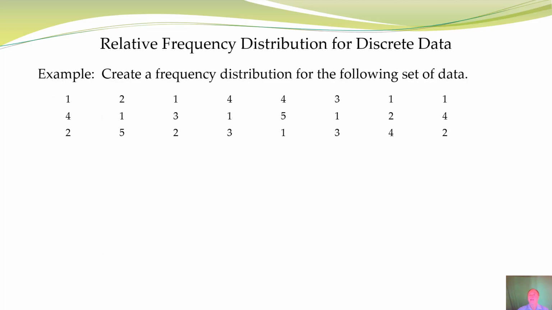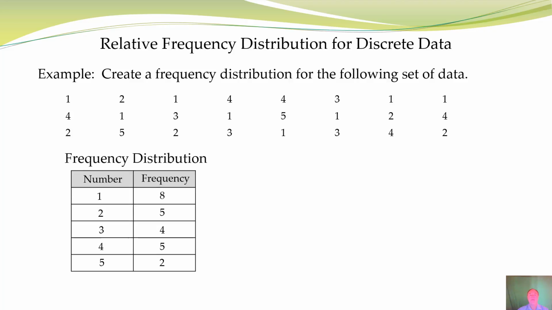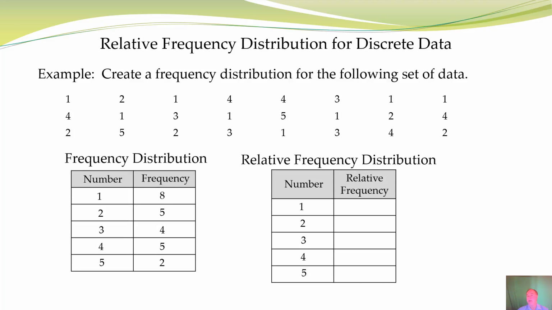So if we look back at the example we just did, we made a frequency distribution. Now what we're going to do is take that frequency distribution to create our relative frequency distribution. First, find the sum of all frequencies. In this case, there are 24. So then I would take each frequency and divide it by 24 to get the relative frequency.